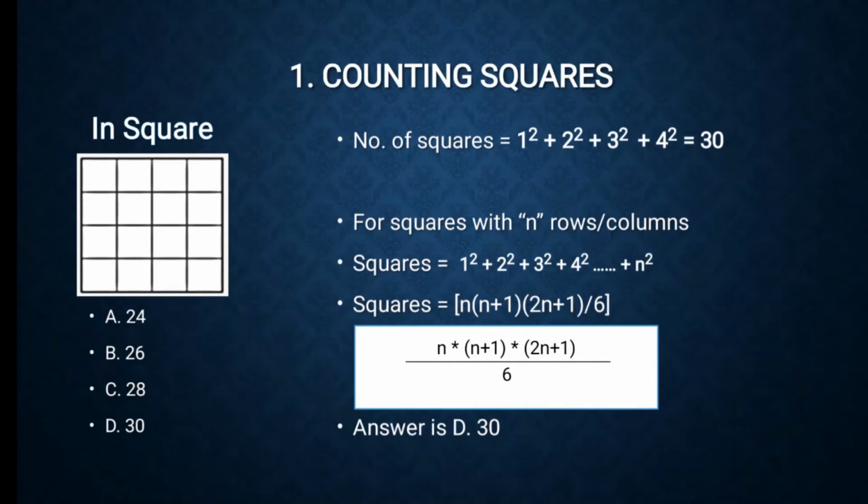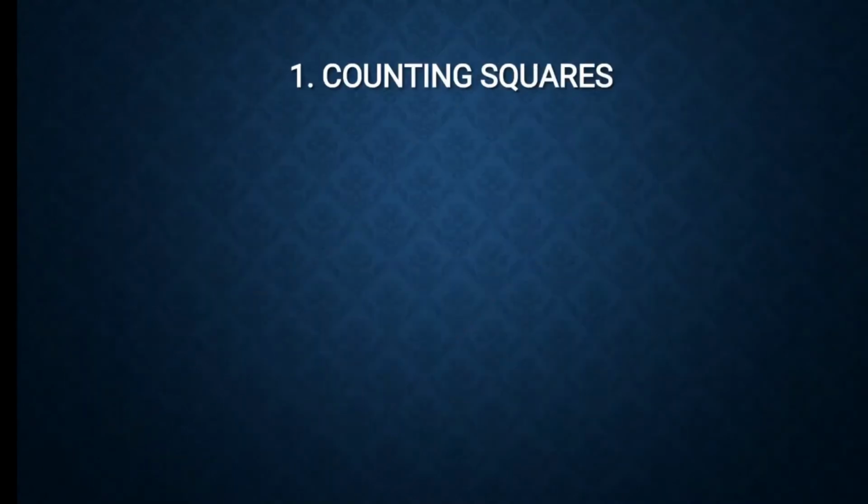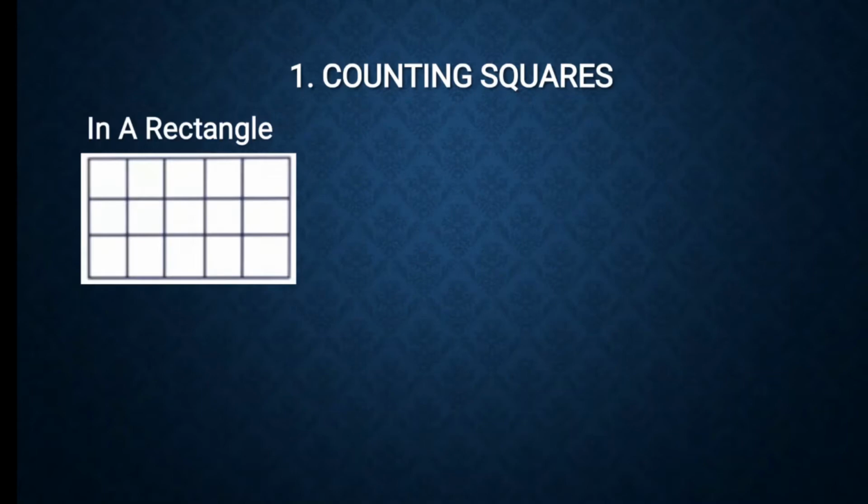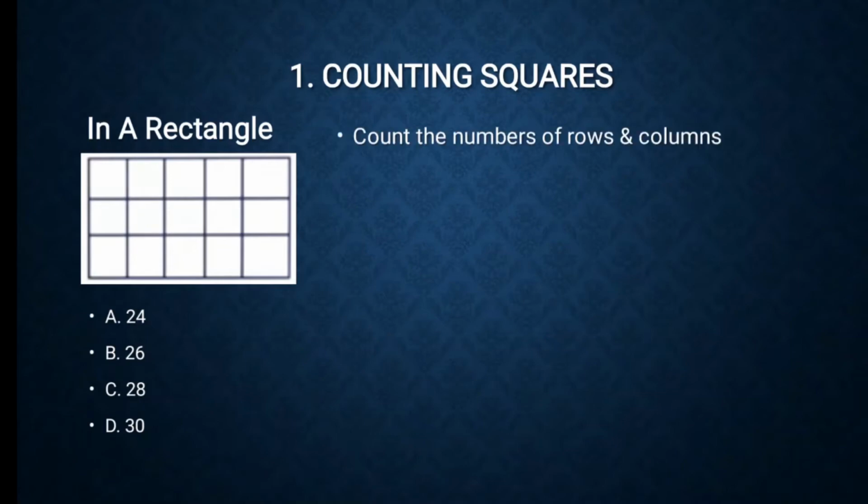Next, I want to count the number of squares in a rectangle. Now in a rectangular figure, the number of partitions of rows and columns are going to be different. Here also you are given the options to select from. The first step to count the number of squares is to count the number of partitions of rows and columns. How many rows and columns are there? Let's count. There are 5 columns and there are 3 rows in this given figure.